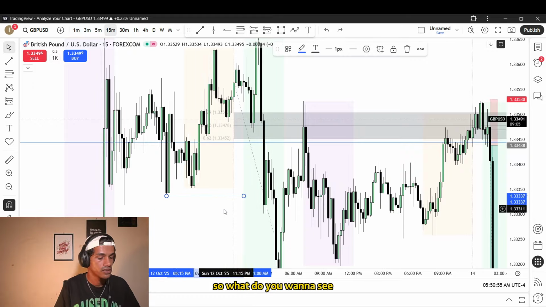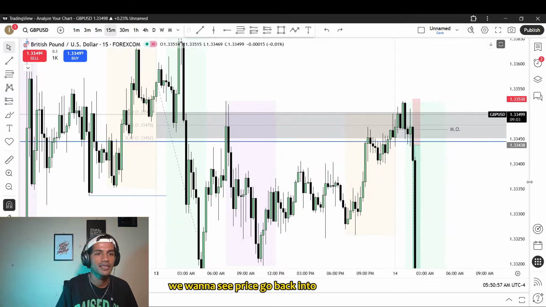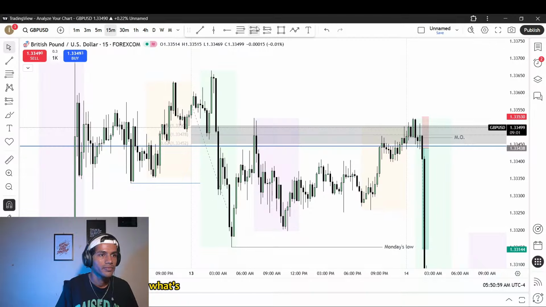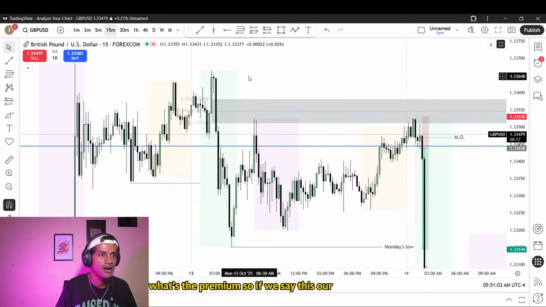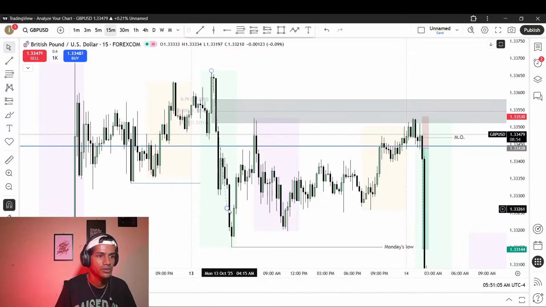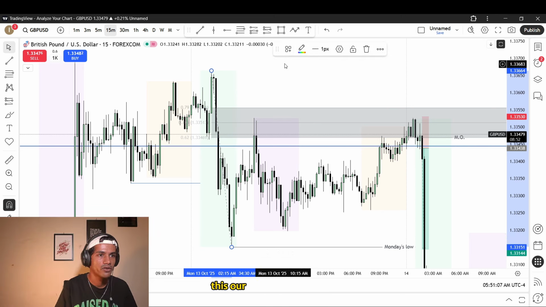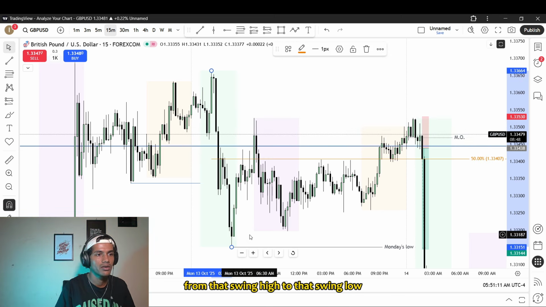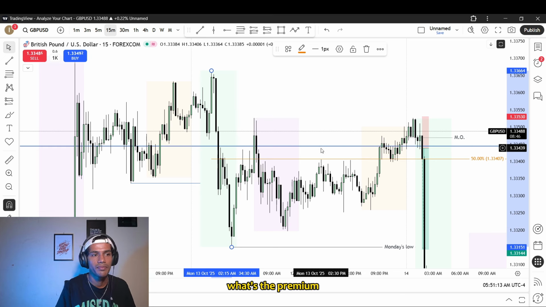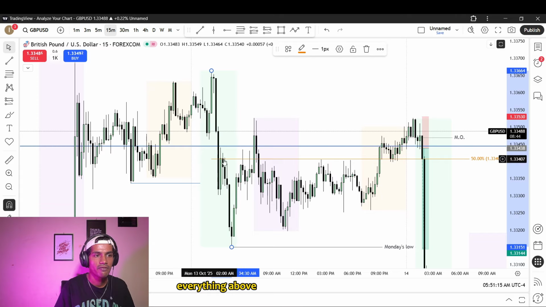So what do we want to see? We want to see price go back into the premium. What's the premium? So if we say this is our dealing range, right, from that swing high to that swing low, what's the premium? Everything above that 50% level is premium.